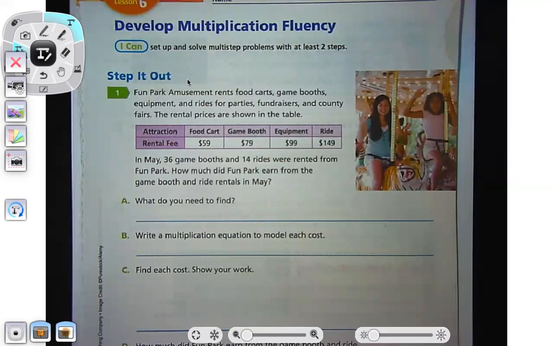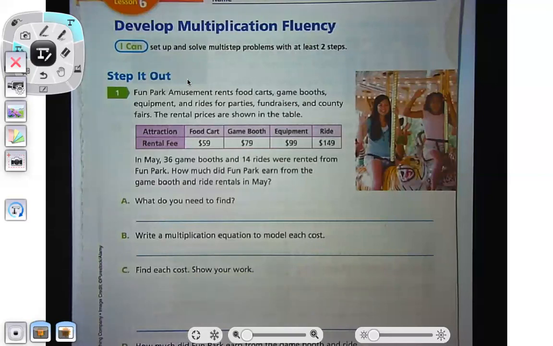So step it out, number 1 says, Fun Park Amusement rents food carts, game booths, equipment, and rides for parties, fundraisers, and county fairs. The rental prices are shown in the table. So the attraction is listed at the top of the table: food cart, game booth, equipment, and ride. And the rental fee, meaning the amount that they're going to charge. So it's $59 for the food cart, $79 to rent the game booth, $99 to rent the equipment, and $149 to rent the rides. In May, 36 game booths and 14 rides were rented from the Fun Park. How much did Fun Park earn from the game booth and ride rentals in May?